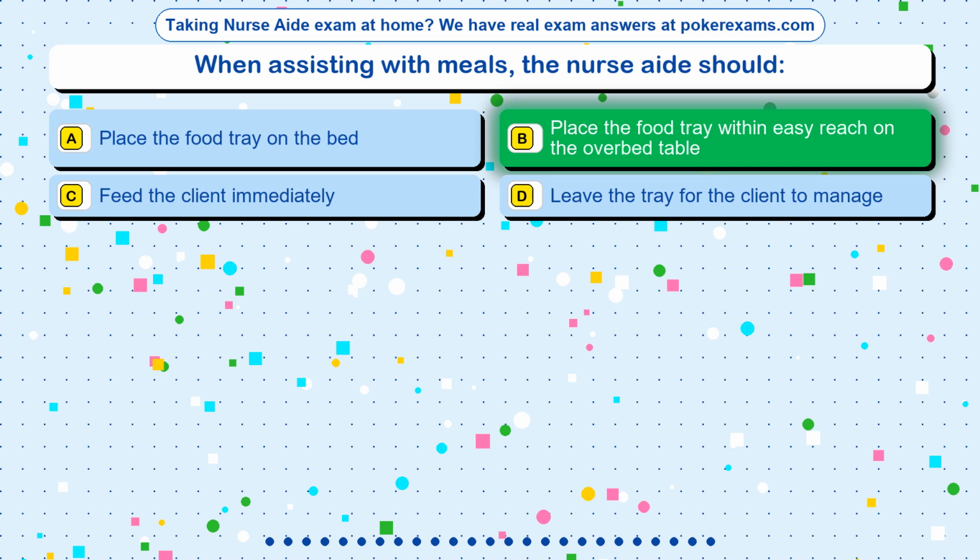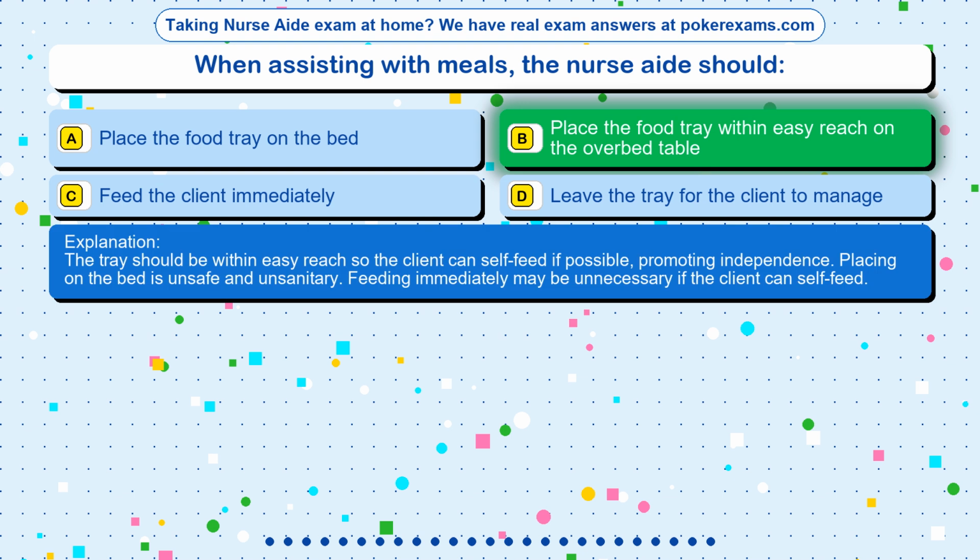The correct answer is option B. Place the food tray within easy reach on the overbed table. The tray should be within easy reach so the client can self-feed if possible, promoting independence. Placing on the bed is unsafe and unsanitary. Feeding immediately may be unnecessary if the client can self-feed.